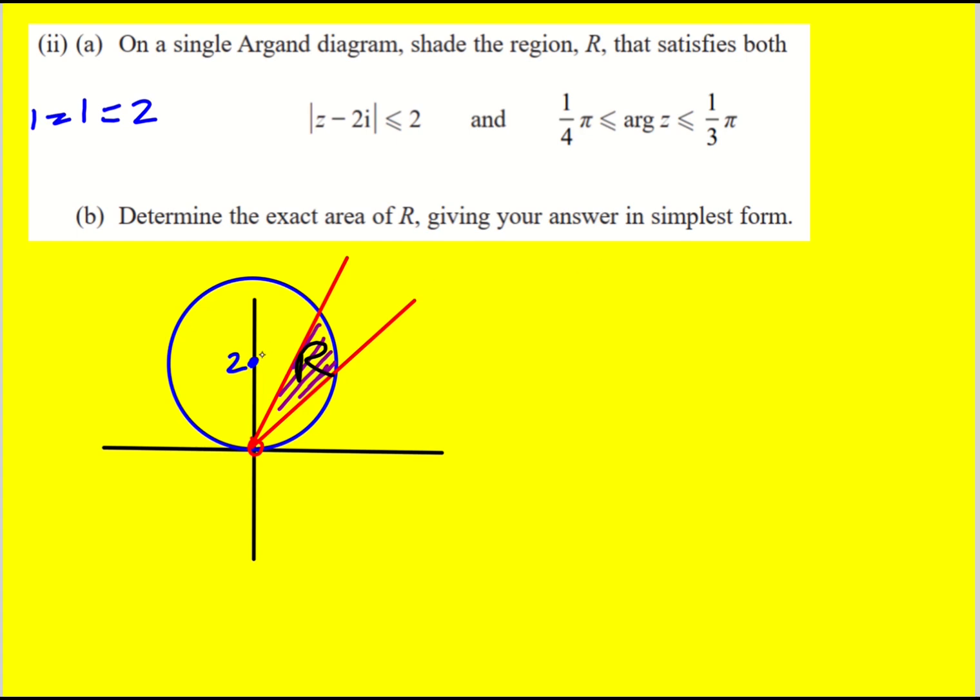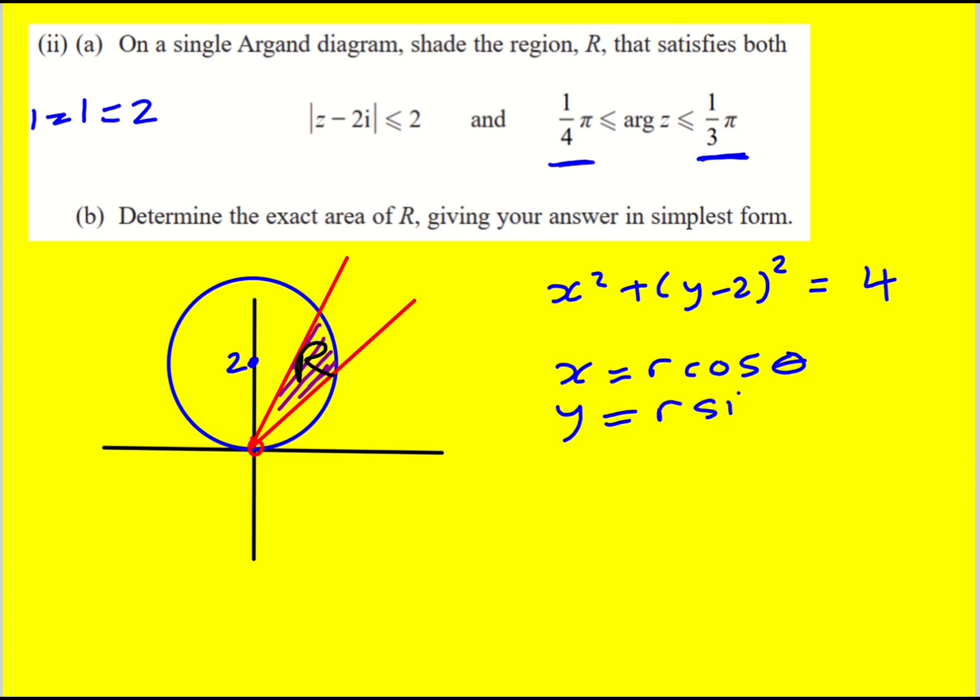We've got a circle centered at 0, 2, so I can write it in Cartesian form as x squared plus (y minus 2) squared equals 2 squared, or 4. And then I want to write this in polar form to be able to integrate it, because I'm integrating between these two angles. That's why we want to work in polar form. So we've got that x is equal to r cos theta and y is equal to r sine theta.